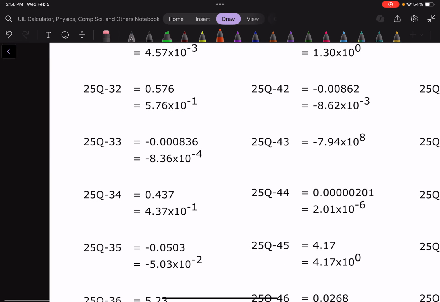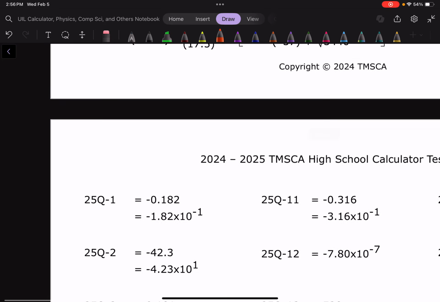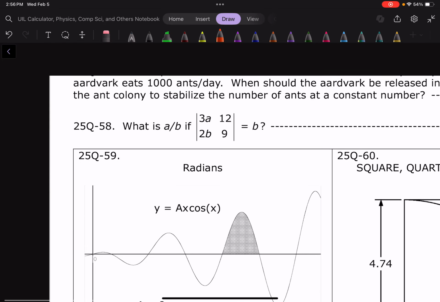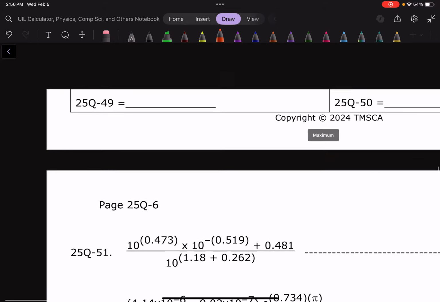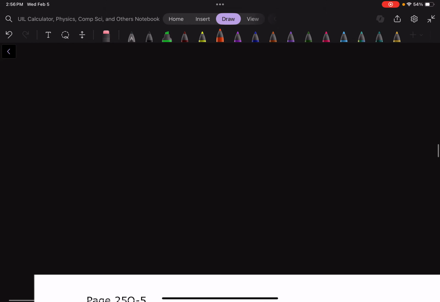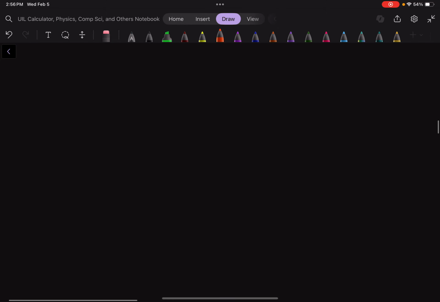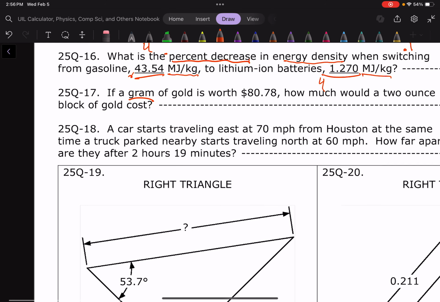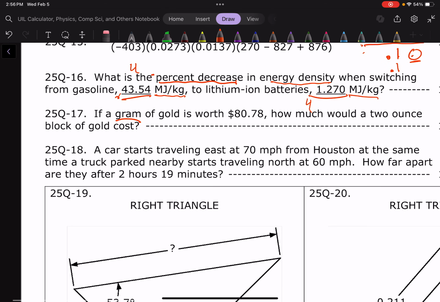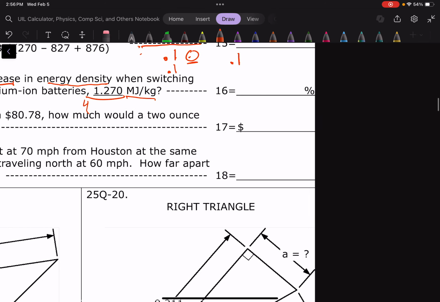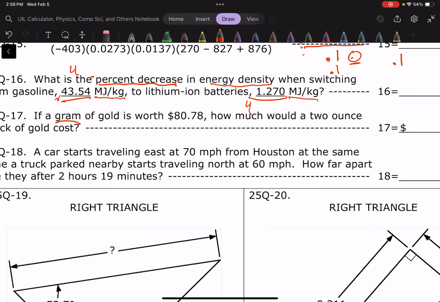Alrighty, let's go ahead and take a look at 17 next. 17 tells us that 1 gram of gold weighs about $80 and some amount of cents. Let's see here. 78 cents. And they want us to find out how much a 2-ounce block of gold would cost. Well, the challenge here is we have ounces, which is a US unit system, and they give us a price in grams, which is a metric system. So we're going to have to do some conversions here.